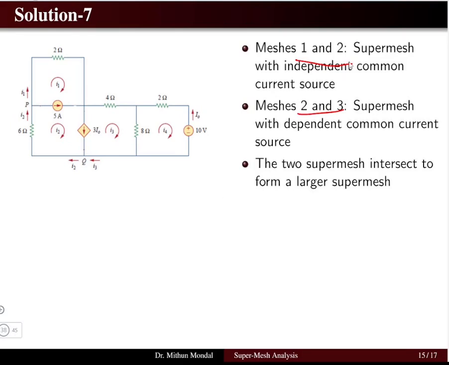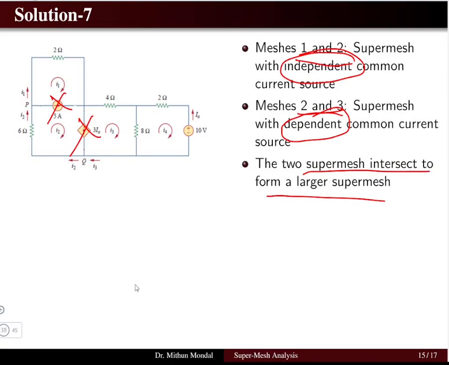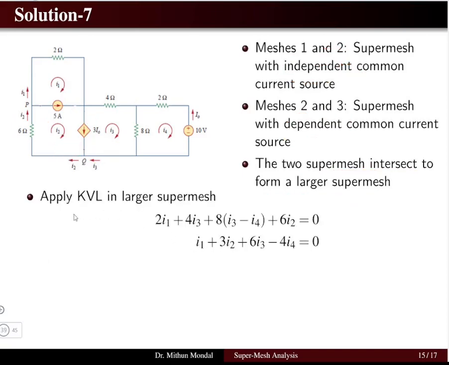So mesh 1 and 2 have an independent source in common, mesh 2 and 3 have a dependent source in common. So the two super meshes intersect to form a large super mesh. So we can remove the independent source, we can remove this dependent source, and these three meshes we can combine to write the equation of the KVL. So apply KVL in the larger super mesh, and then we can have one equation which is combining the equation of the current of the mesh 1, 2 and 3.